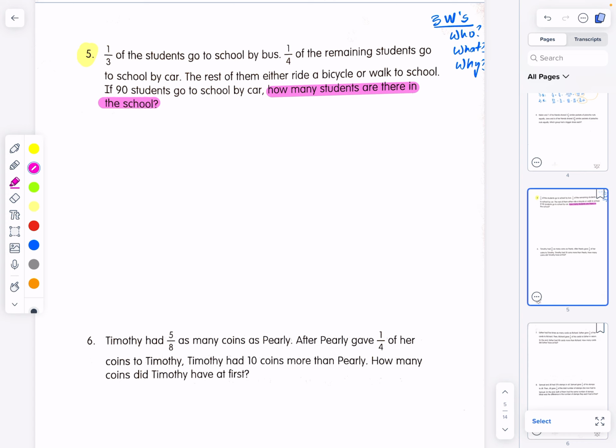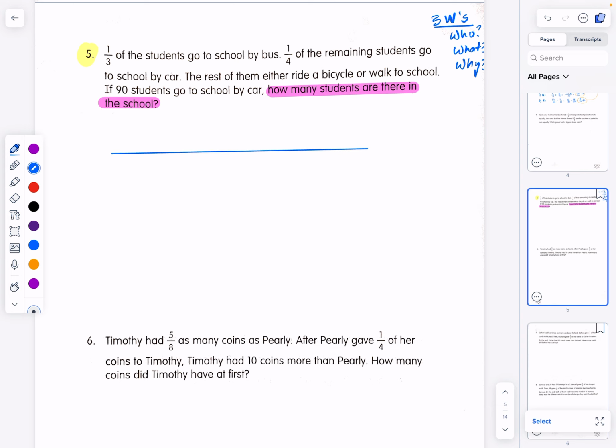My goodness, they give you so much information. How are we going to start? Well, we're going to start with who, what, and why. Who is the problem talking about? It's talking about students. What is the problem talking about? It's talking about how they get to school. What does the problem tell you about students getting to school? Well, we know. Let's start making a simple bar model.